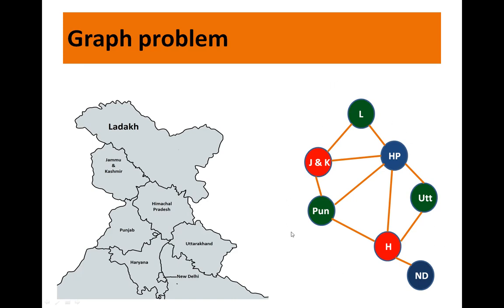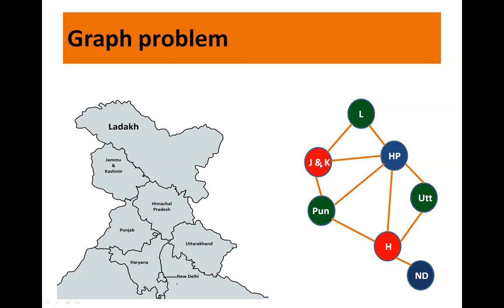Now, what you need to check? You need to check whether there is any constraint violation. So, what constraints are? No adjacent nodes can have same color. When do we say nodes are adjacent? Whenever there is an edge in between, right? Now, let's look at Himachal Pradesh first. Himachal Pradesh is connected to Ladakh. So, this is green, this is blue. No violation of the constraint.